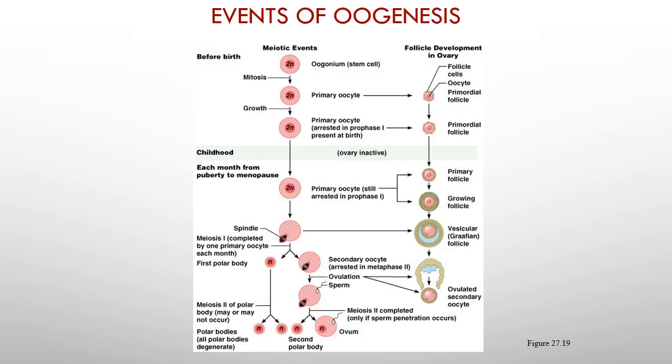So here we have oogenesis itself, going through, and we can see kind of the different stages there. That is happening up until the ovulation occurs. And we're going to go from essentially one cell.